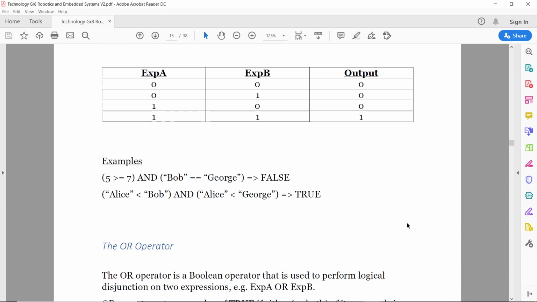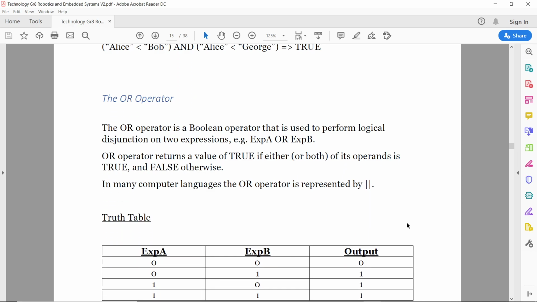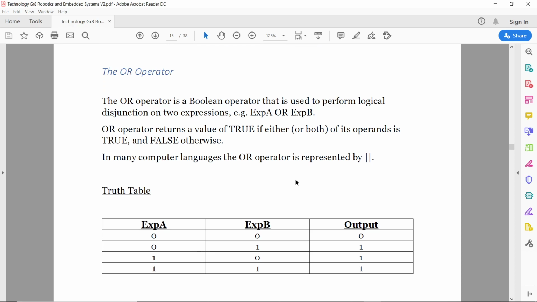So let's go to the OR operator. The OR operator is another Boolean operator, and we can use it to join expressions. You can see there we said expression A or expression B. Now the OR operator is a little bit different. Remember, the AND operator needed both inputs to be true in order to get true. The OR is a little different. All you need is one. Both of them can be true, but at least one of them must be true to get a true output.